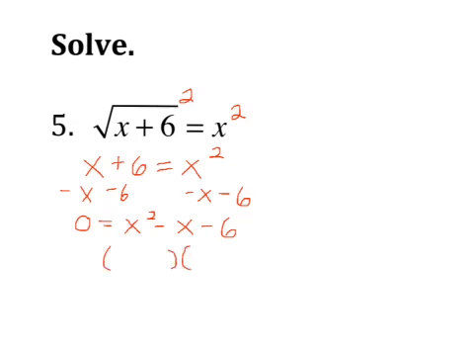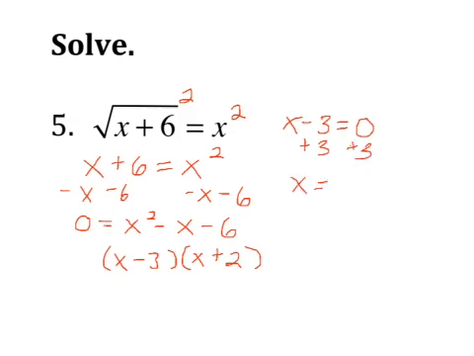So when we factor, we need to think of two numbers that multiply to -6 but add to -1. So that would be -3 and +2. And then we need to take both factors, set them equal to 0, and solve. So we end up with x equals 3 and x equals -2. Now with these square root problems, you need to check for extraneous solutions.